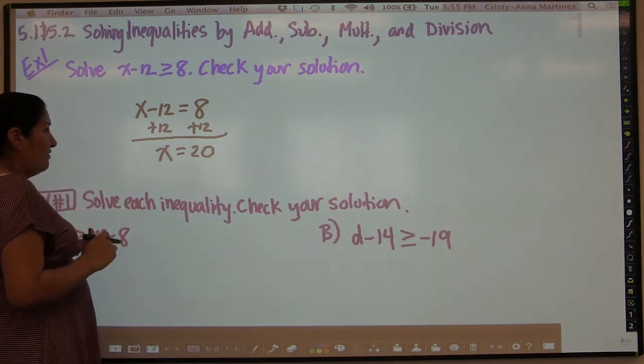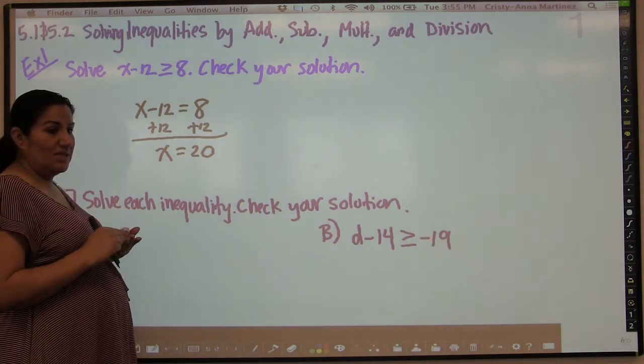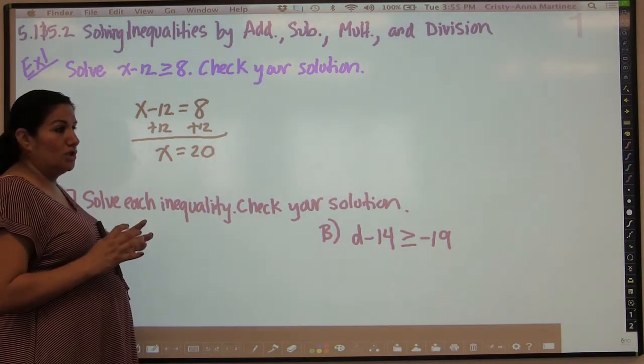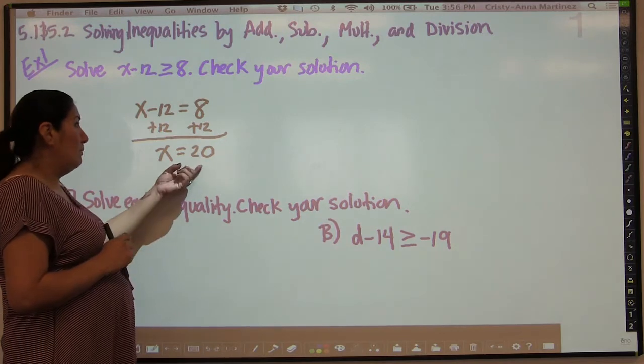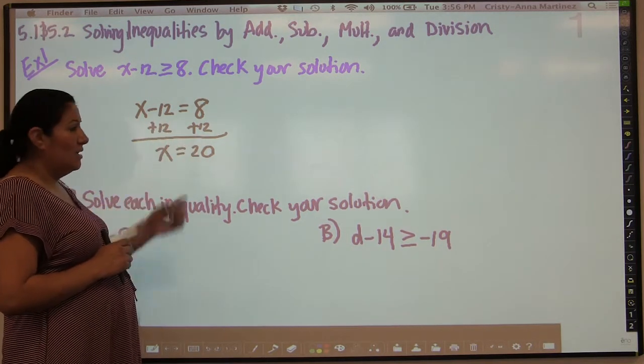So what happens when you have an equation is that you have a finite number of solutions. In other words, finite means that it's countable. You can count how many solutions are going to make the statement true. The number 20 is the only number that you can plug in for x that will make this equal 8.